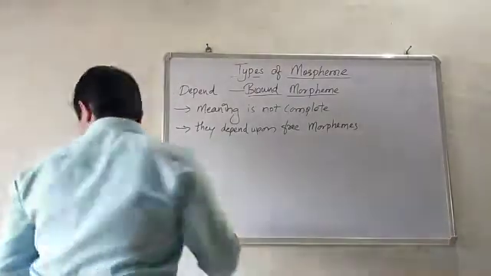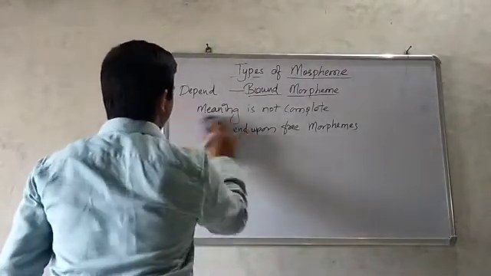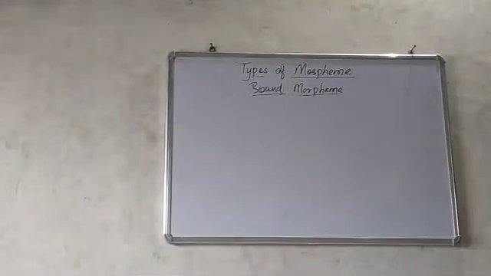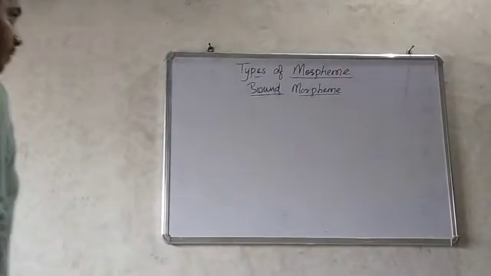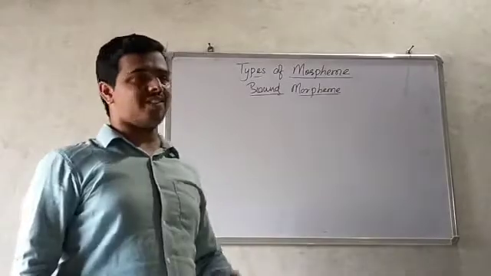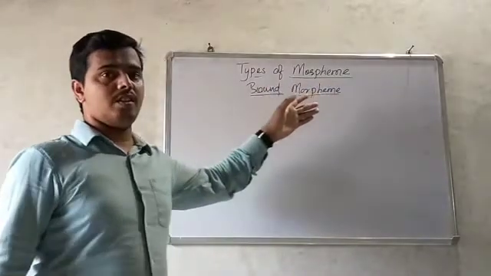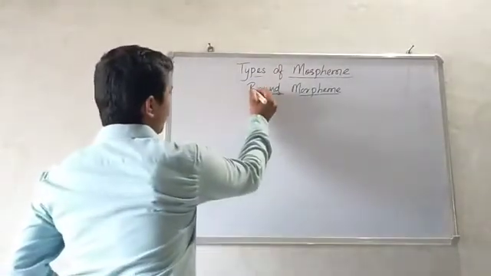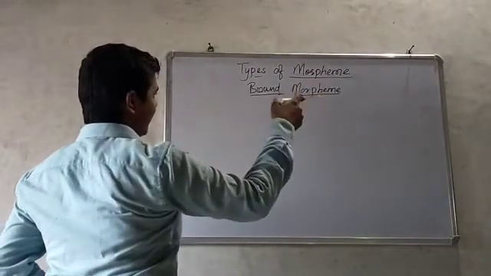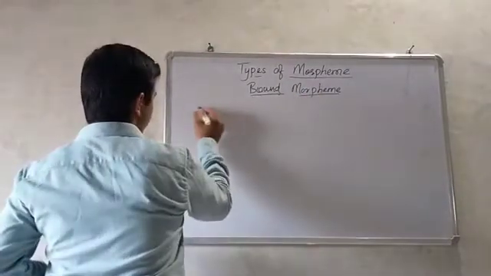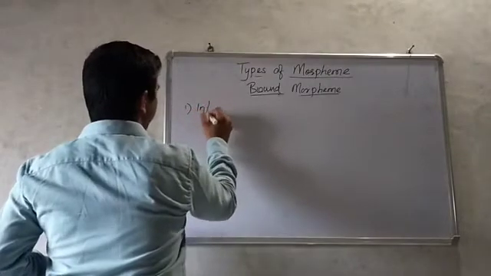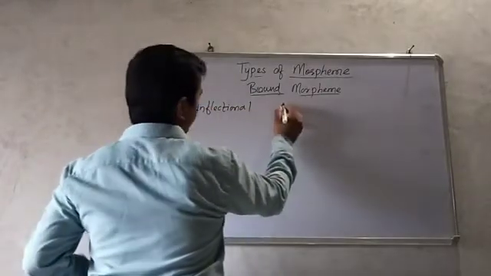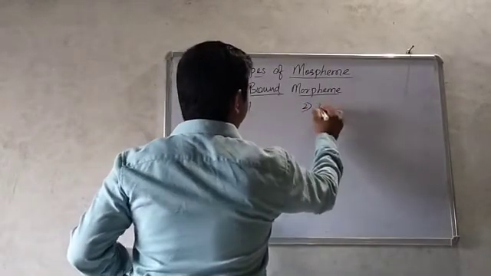So again, this bound morpheme has been divided into two types. Here we are studying types of morphemes. The one we have studied is free morphemes. Now let us see what is bound morphemes. This bound morpheme is again divided into two types. One is inflectional and another one is derivational.